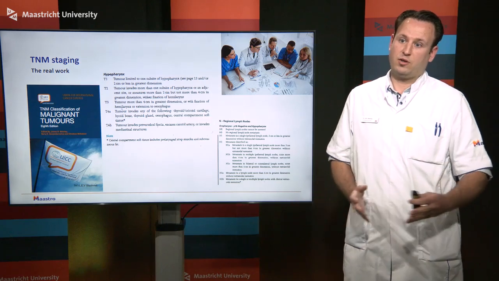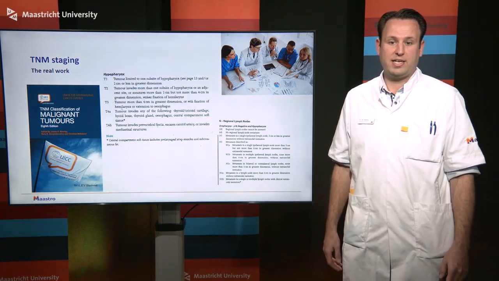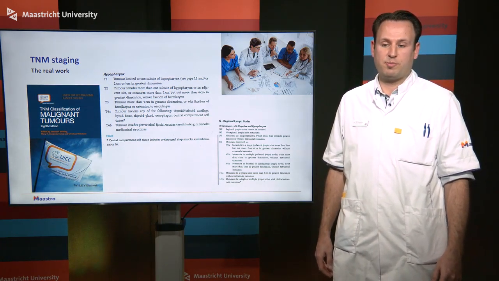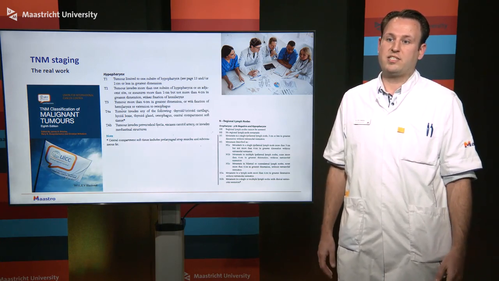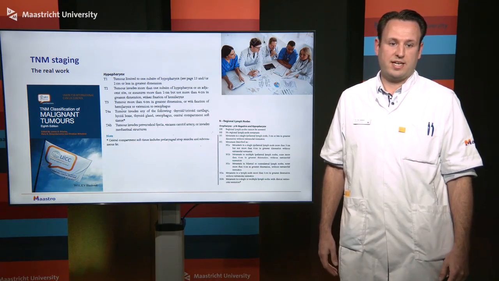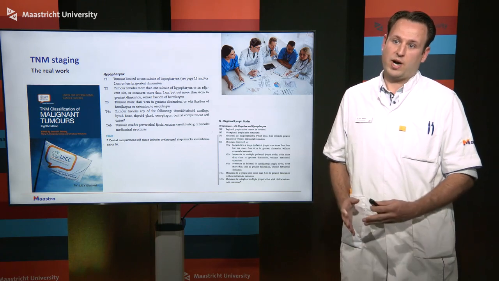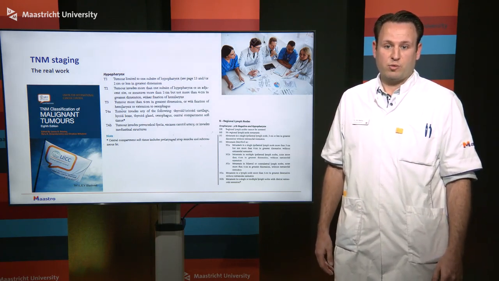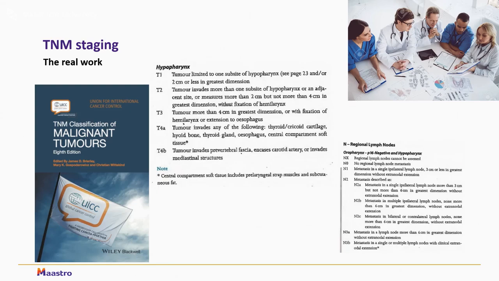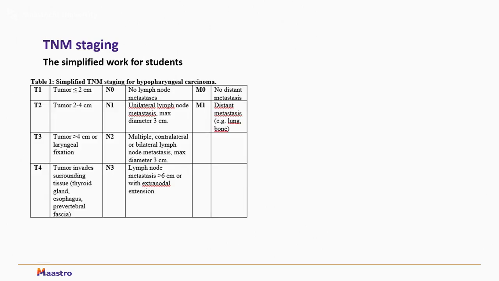We discuss all investigations, the complaints and the physical examination of this patient, and we have to stage the tumor. We do this by the TNM staging system, which is quite impressive if you read this for the first time. It's different for every subtype of the head and neck area. So every part of the head and neck area has its own TNM staging. For this case, we want to simplify this a bit, so we made a simplified TNM stage.